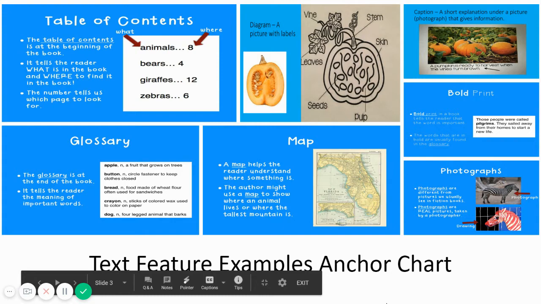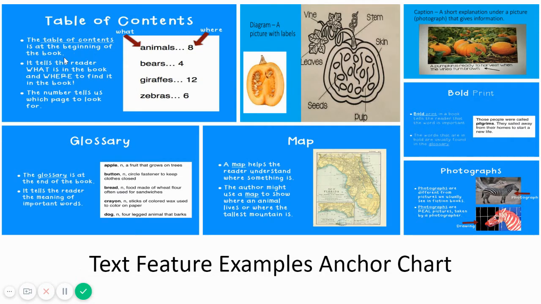But first, let's do a quick review using our anchor chart about text features. Here we have the table of contents. The table of contents is at the beginning of the book. It tells the reader what is in the book and where to find it in the book. For example, bears would be page 4.